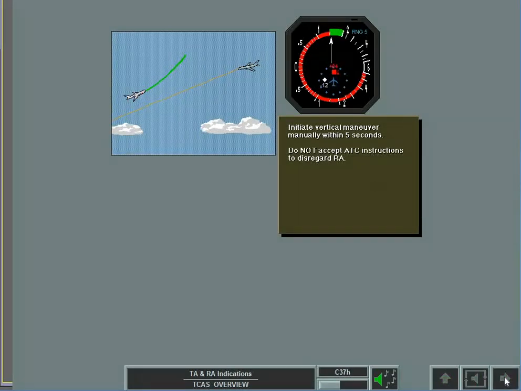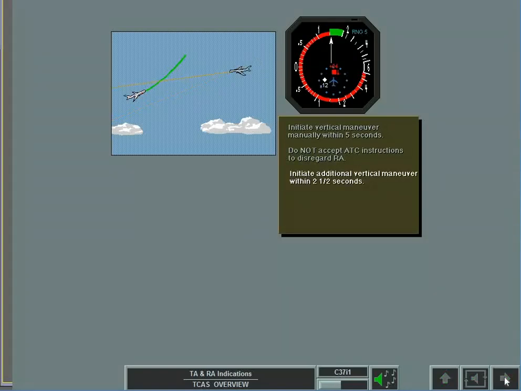Do not accept ATC instructions to disregard an RA. TCAS has more accurate information about the developing situation than ATC has. To review, when an RA is issued, you must, within 5 seconds, disengage the autopilot and initiate a manual vertical maneuver that takes your vertical speed pointer out of the red and into the green. You must keep the pointer out of the red for the duration of the RA.